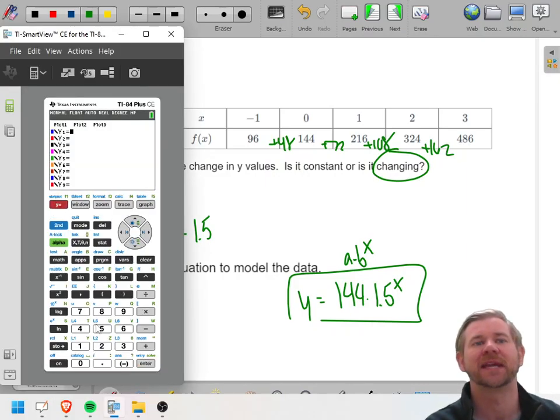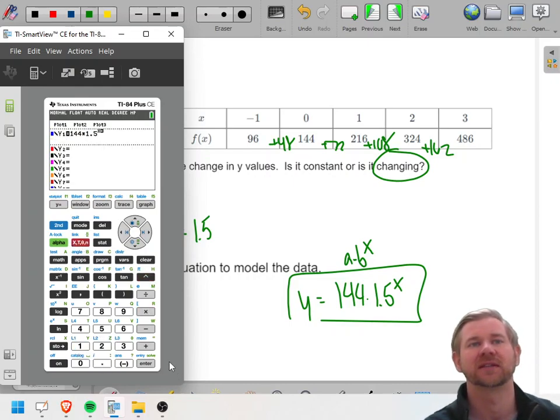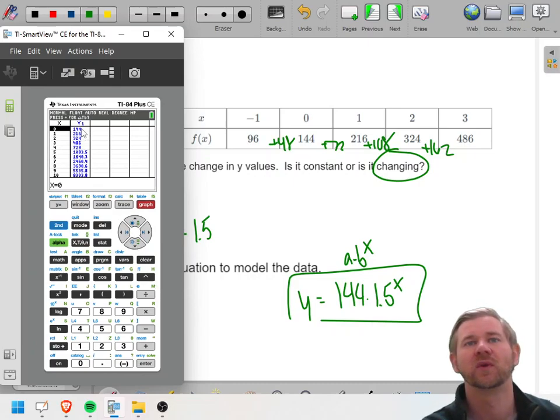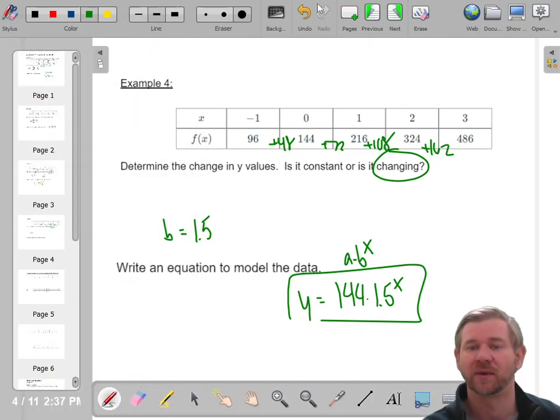I'm going to make a table on my calculator. 144 times 1.5 to the x, and we'll check it this way. Go to table. 0, 144. 1 is at 216. 2 is at 324, and 3 is at 486. So I know I did it right.